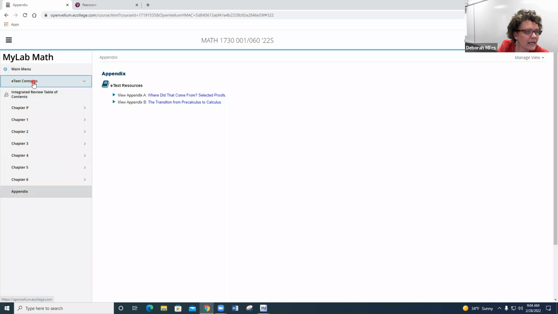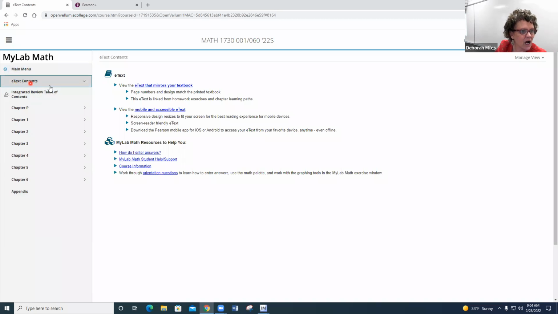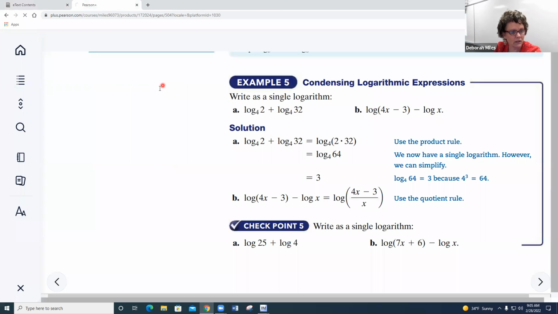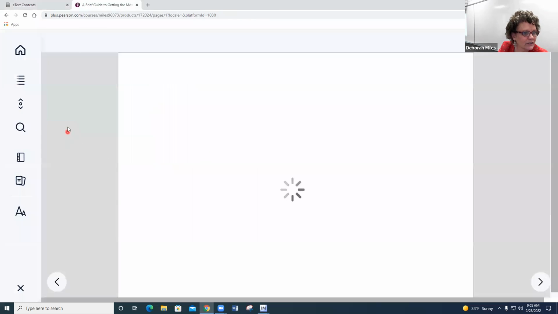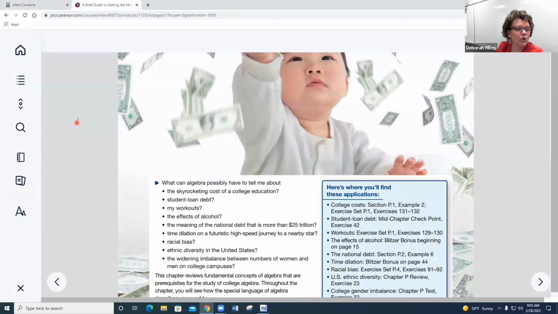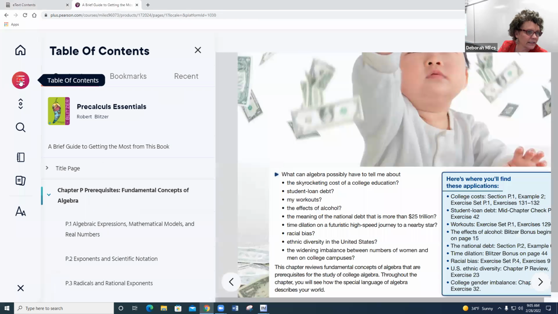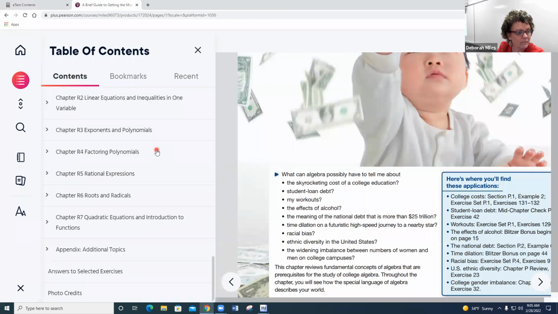But if, when we clicked eText Contents, we had just clicked eText that mirrors your textbook, when you open eText that mirrors your textbook, go to the table of contents and scroll all the way to the bottom, then it has answers to selected exercises. You might have to click to find exactly what page the chapter 2 answers start at.